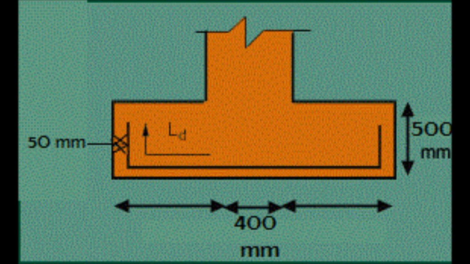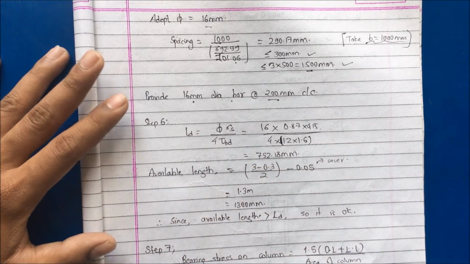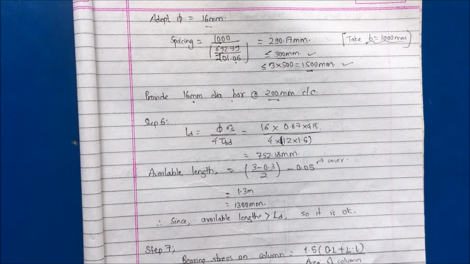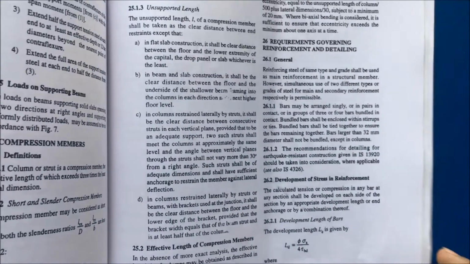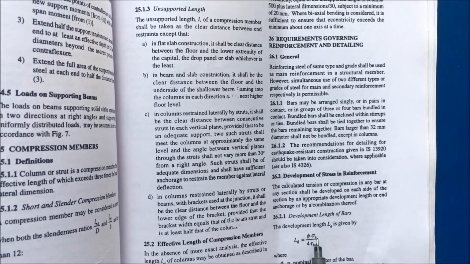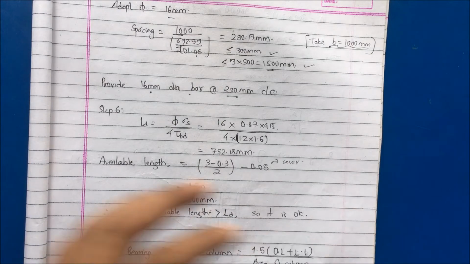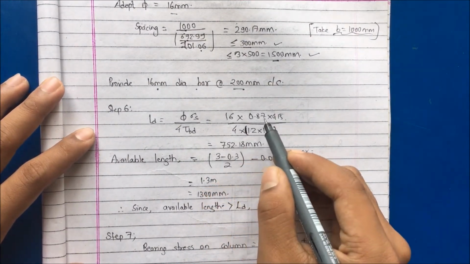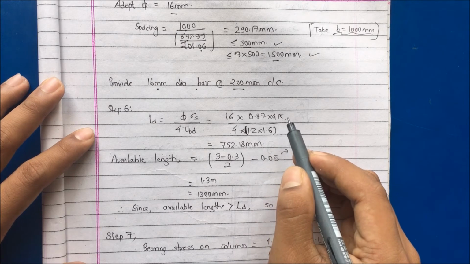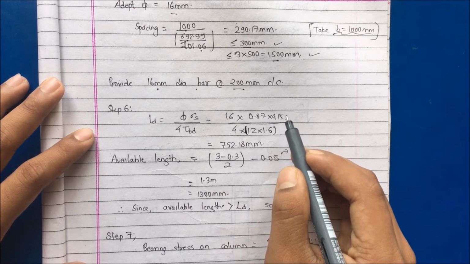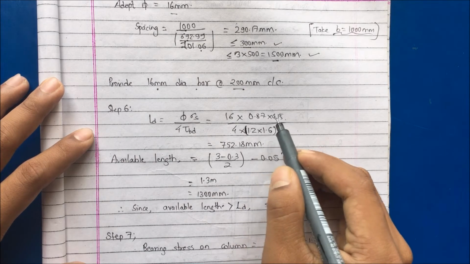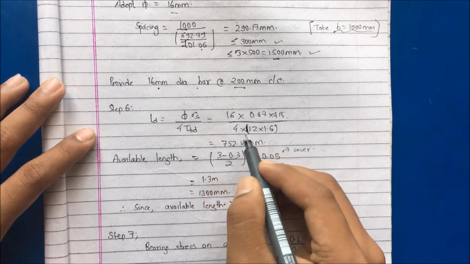The length required for transferring the stress from the steel to the concrete is known as development length, and in this figure the length measured from the face of the column, that is LD, is the development length. You can find it on page number 42 of IS 456: LD is equal to phi sigma s divided by 4 tau BD. Now substituting the terms, phi is the bar size, 16, into 0.87 times 415. This is the stress in the bar considered at design load, that is 87% of the yield stress of the bar, divided by 4 into tau BD.